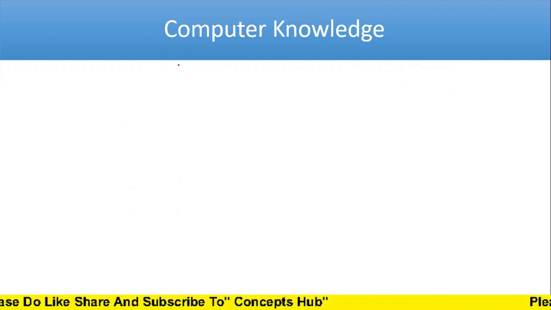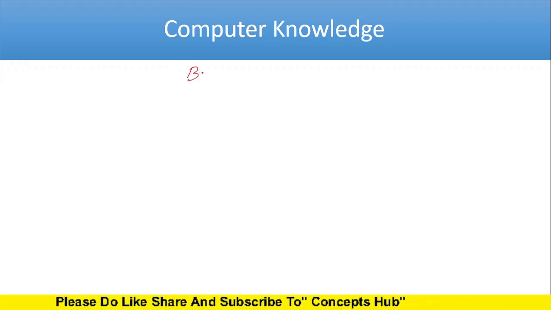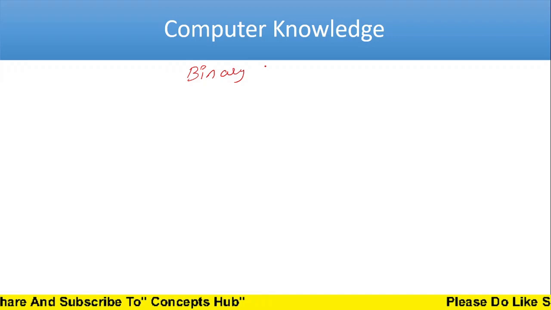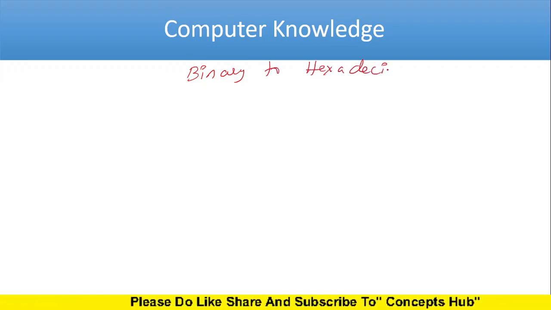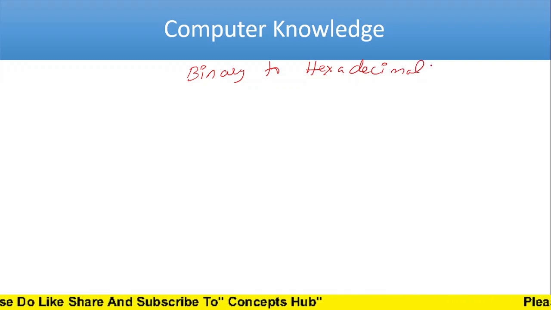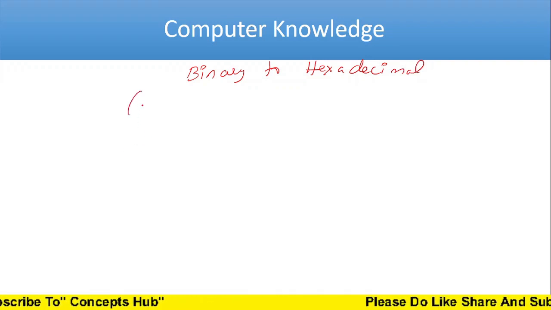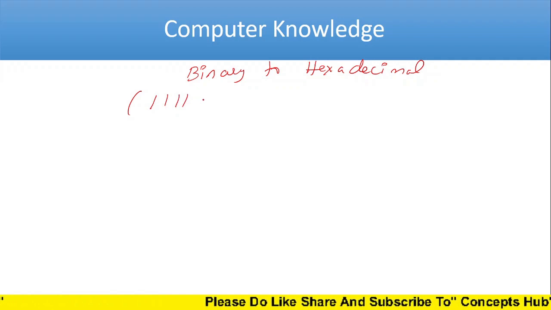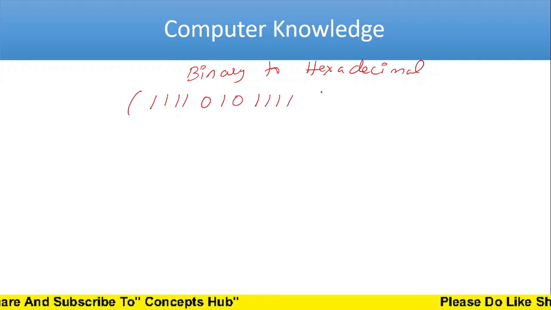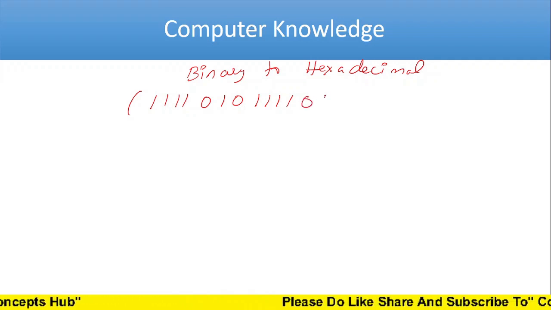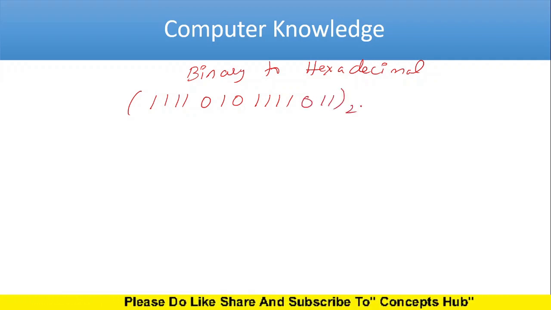Yeah, now we'll move to binary to hexadecimal. Binary to hexadecimal. So let us take an example: 1111 010 1111 011. Okay, again this is a binary.